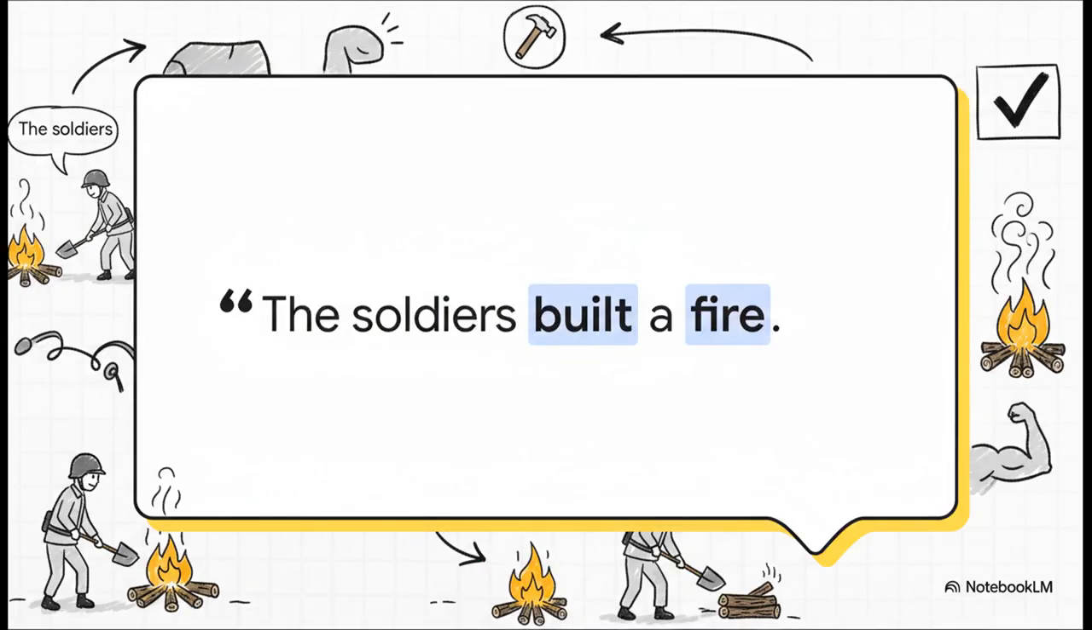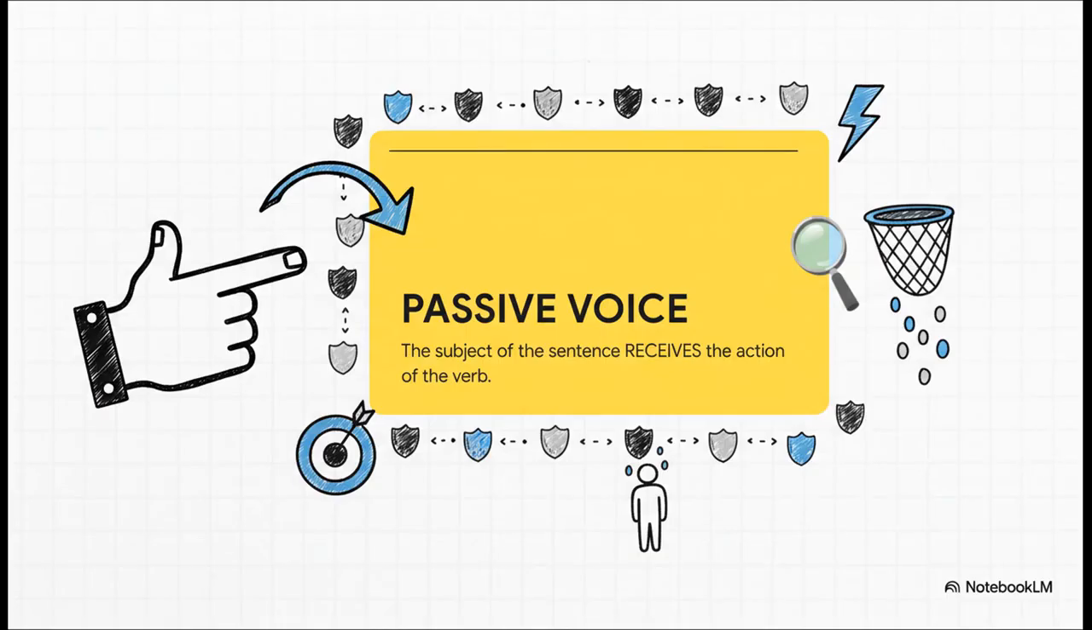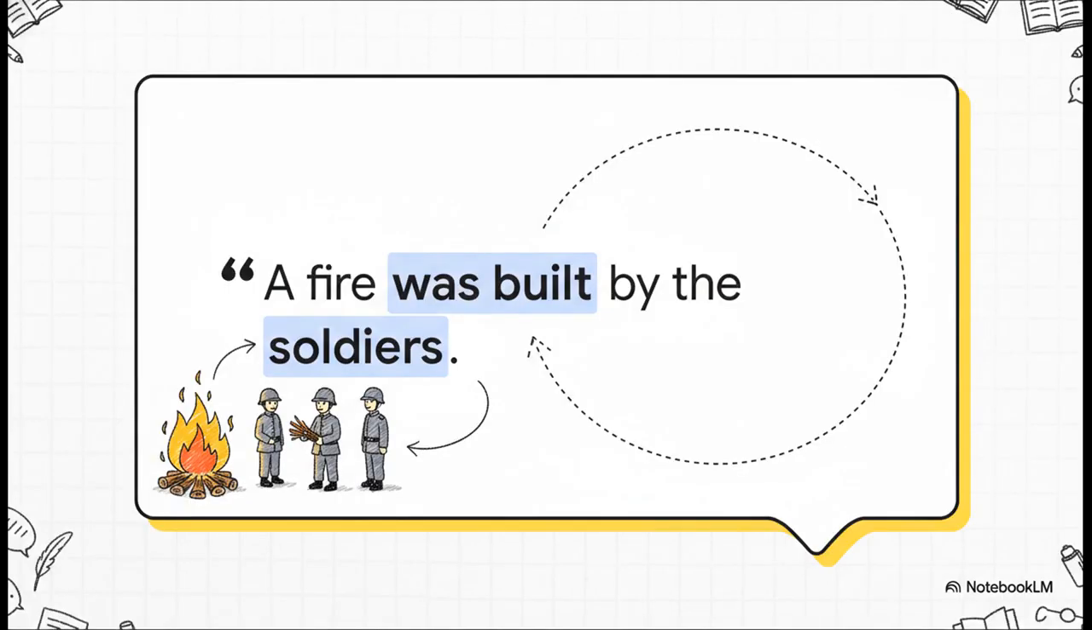Take this, for example. The soldiers built a fire. Super straightforward. Who did the building? The soldiers. The subject, soldiers, is performing the action, built. See? Simple, right? Now, let's flip that on its head. In the passive voice, the subject of the sentence isn't the doer at all. Nope. It's just sitting there, receiving the action. It's being acted upon. So if we take our last sentence and make it passive, it becomes, a fire was built by the soldiers.